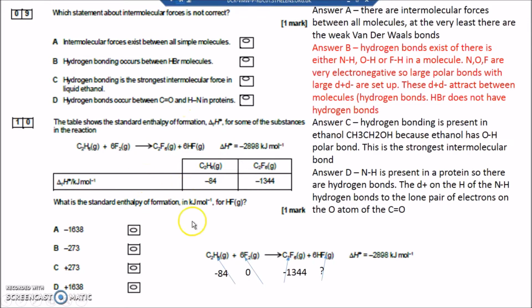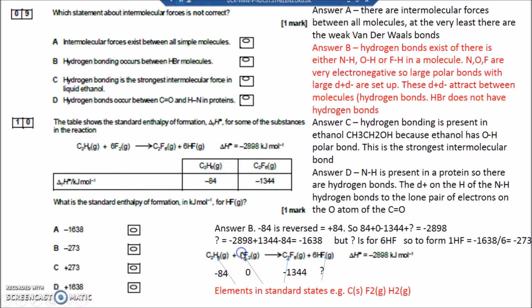For the next one here, I've got a reaction here, and I'll just do spoilers on this one so you can see what's happening. We've got the enthalpy of formation. So we're forming C2H6, we're forming 6F2, we're forming C2F6, and we're forming 6HF, when you form things from their elements in their standard states. That's how you normally find them in the laboratory. Carbon is a solid, fluorine is a gas, and hydrogen is a gas. So they're being formed from these things here.